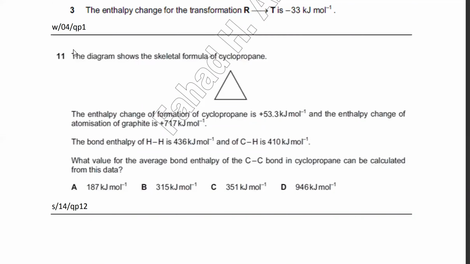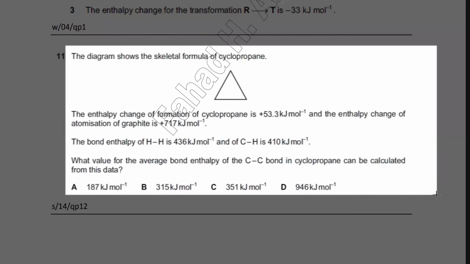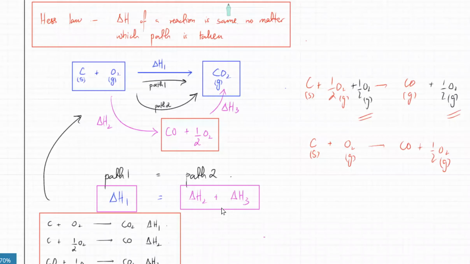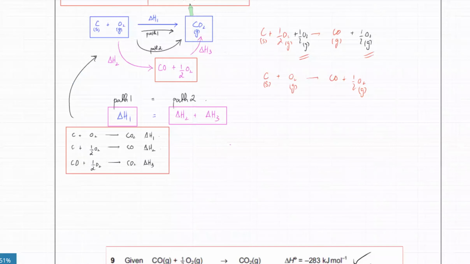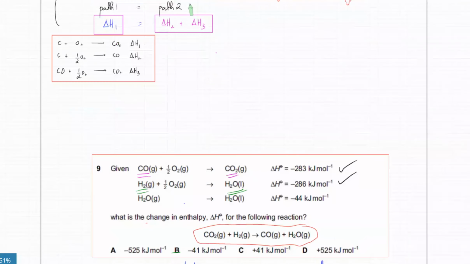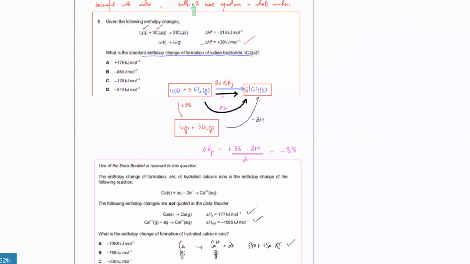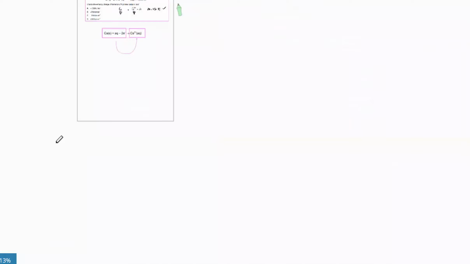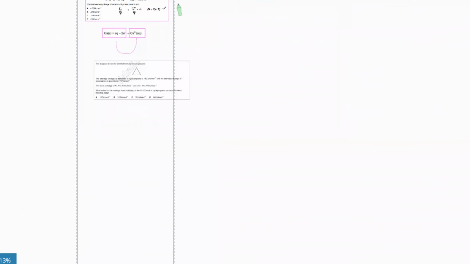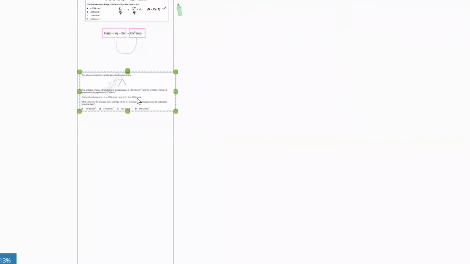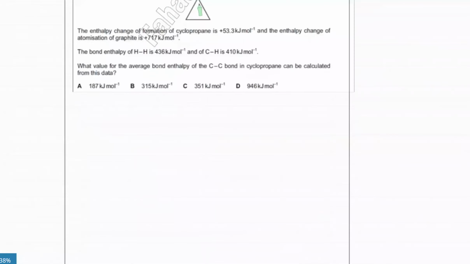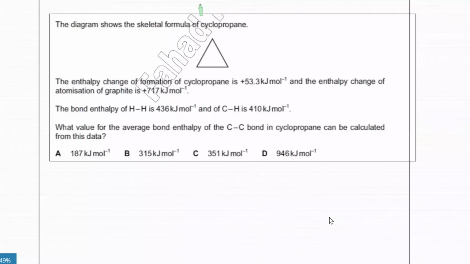Okay, I don't have space, so I'll copy this. So let me copy this on the board. So let's try and do this question now.